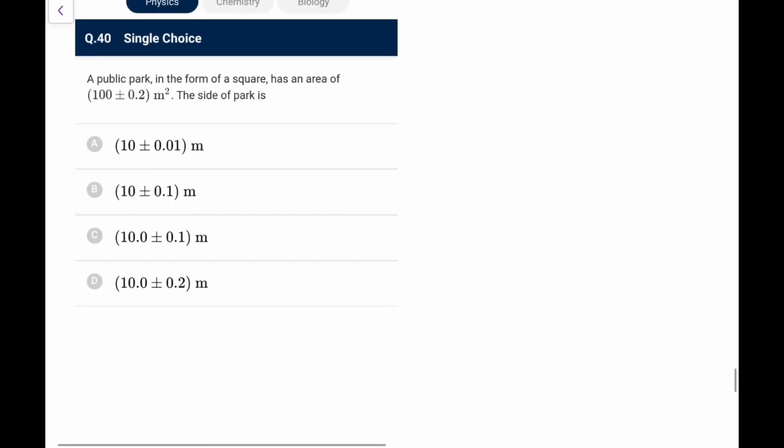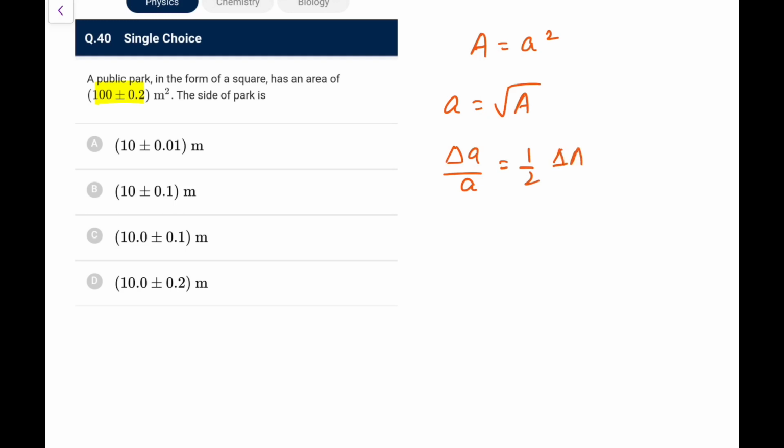Next. A public park is in form of a square and has an area of this. The side of the park is, okay, this is a nice one. We know area is a square, or length square, whatever you can write, small a square. So small a would be root of A. For the error analysis, I can say delta a by a is equal to half times delta A by A. In percentage term, this is 0.2 by 100 and 200%, so it would be 0.2%, so it would be 0.1%. So the calculation error is 0.1%, and taking 100, the side comes out as 10. So it would be 10 plus minus 0.01, that should be the answer for this. Go for option A, because 0.1% of 10 is 0.01.